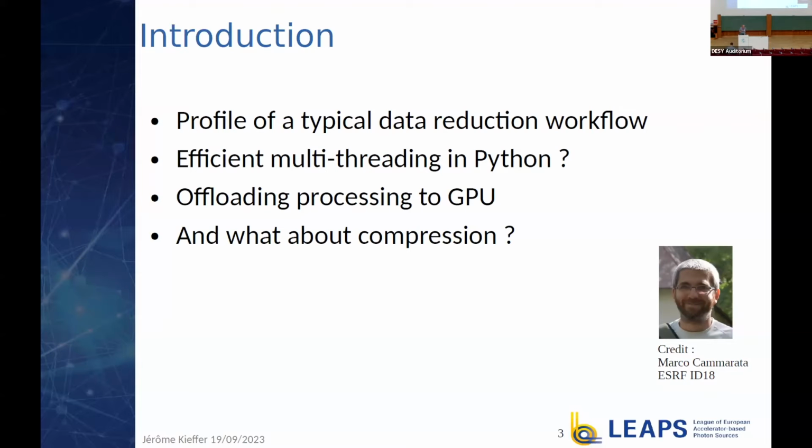Well, this whole story came from a phone call from Marco Camarata last year, who told me, well, we like the software you are doing, Pi5 for those who don't know it. It usually works very efficiently, but I have the feeling that it's pretty slow. Could you please help us and provide us with a tutorial on how to make processing of data fast? Because I have the feeling that it's not.